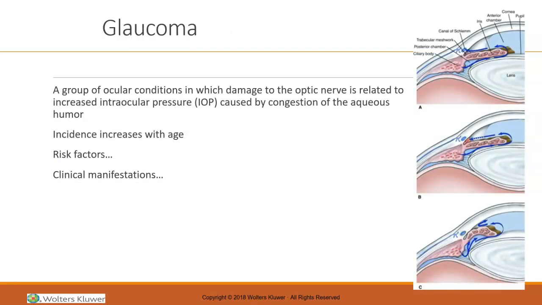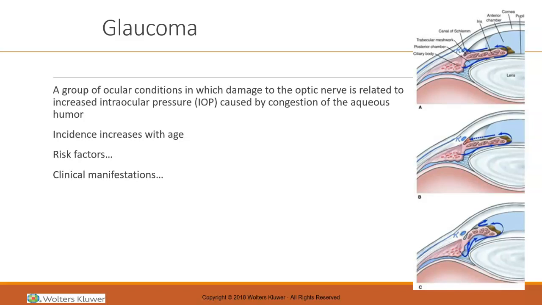All right, let's talk about glaucoma. Glaucoma is a diagnosis that we do see relatively frequently. And when you think about glaucoma, I just want you to think of a pressure problem. So we have an increased intraocular pressure that's caused by congestion of the aqueous humor. And it can be caused by a number of different things.